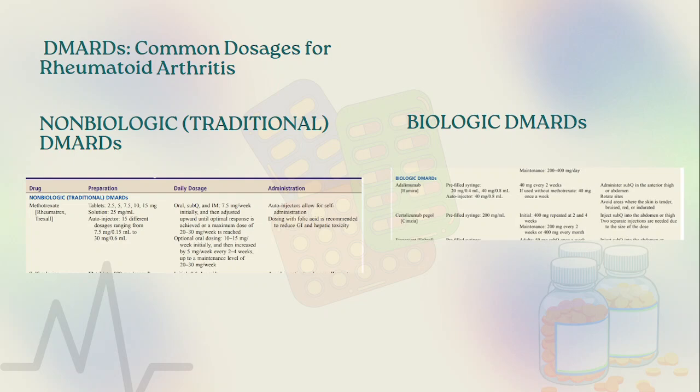Methotrexate. Methotrexate is one of the most commonly prescribed non-biologic disease-modifying anti-rheumatic drugs. For the treatment of rheumatoid arthritis, it is an antimetabolite that interferes with the production of DNA and RNA, thereby suppressing the immune system's response. Methotrexate is often used as a first-line treatment and can be taken orally or administered as an injection.